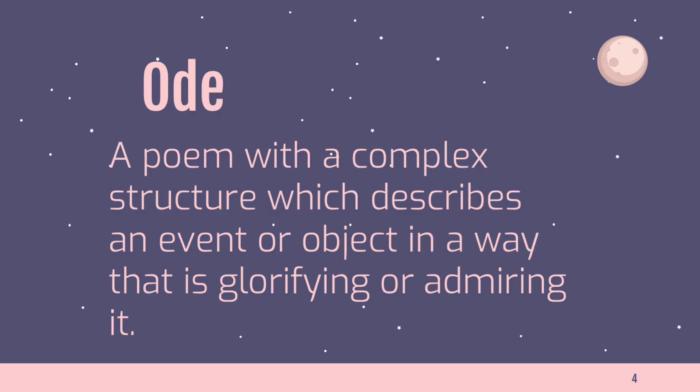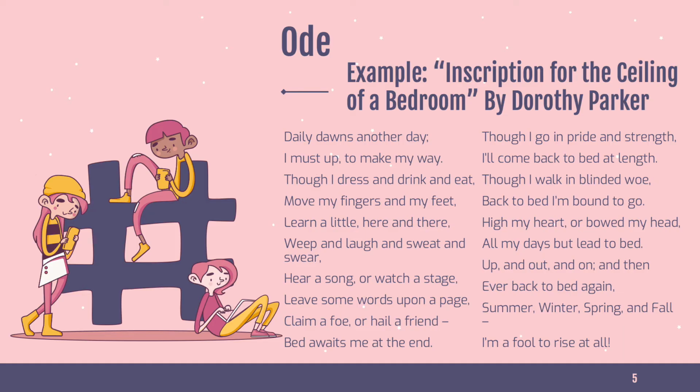So the next poem we have is an ode. An ode is a poem with a complex structure that I won't go into right now, but it has a complex structure which describes an event or object in a way that is glorifying or admiring it. So, example, I found this, I think it's very quirky. It's Inscription for the Ceiling of a Bedroom by Dorothy Parker.